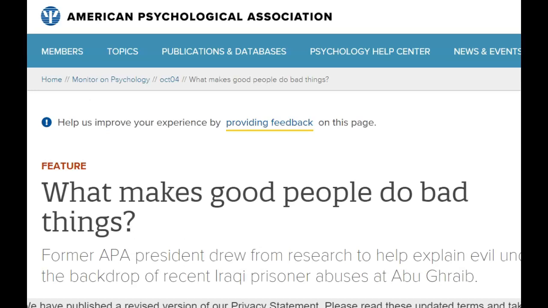I typed into Google simply, what makes good people do bad things? And here comes an article. Now I can evaluate this article very quickly to see if it's going to be something that helps me determine my organization, my strategy. First, it comes from the APA, so I know that it's going to be a legitimate article, and it's not from Wikipedia, it's not from any of that stuff, so I know it's a good article.